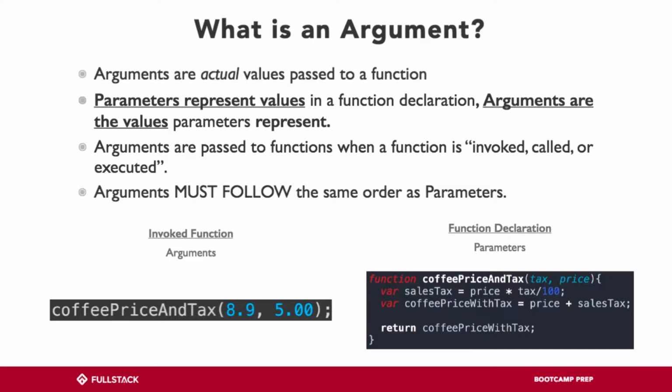That is now called, either they have really weird tax rates or they did this backwards. But essentially, that is no longer 8.9. That is now tax, right? This is no longer 5.0. This is now a variable called price.